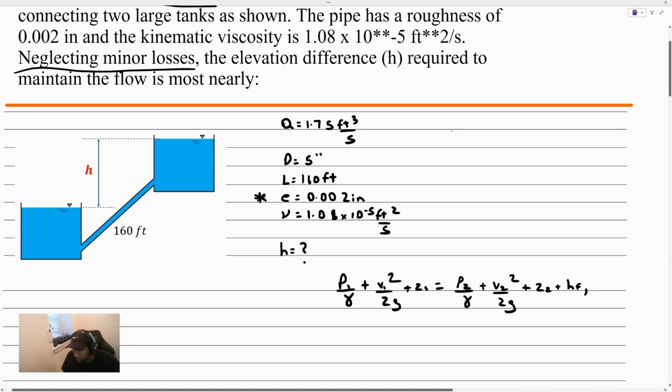Now, the head loss due to friction can be broken up into two terms. There's a major loss term, and there's also a minor loss term. The minor loss terms are due to pipe bends, elbows, entrance effects, like what we have here when we're flowing into this reservoir. What the problem says is that we want to neglect those minor losses. So we don't have any minor losses, but we do have a major loss. The major loss is associated with friction losses due to a straight length of pipe. Okay, so it looks like we have this.